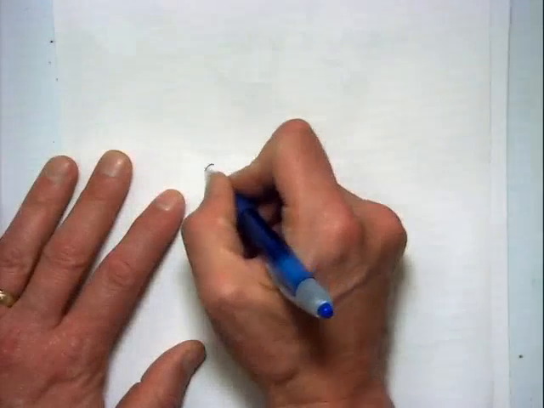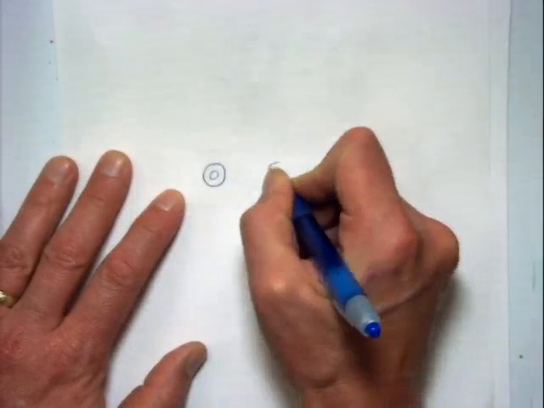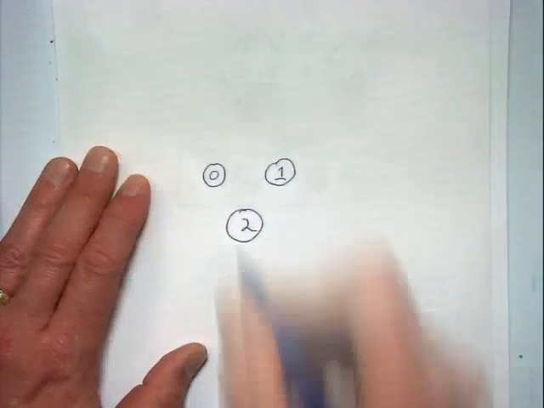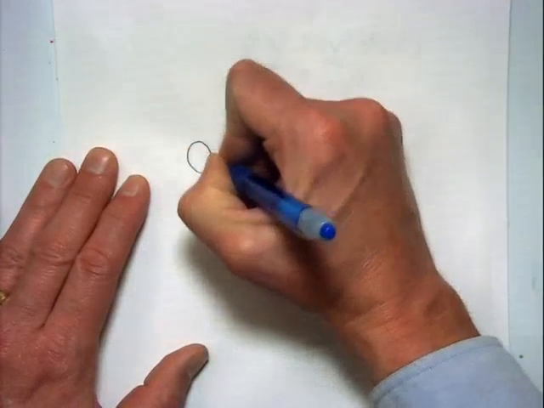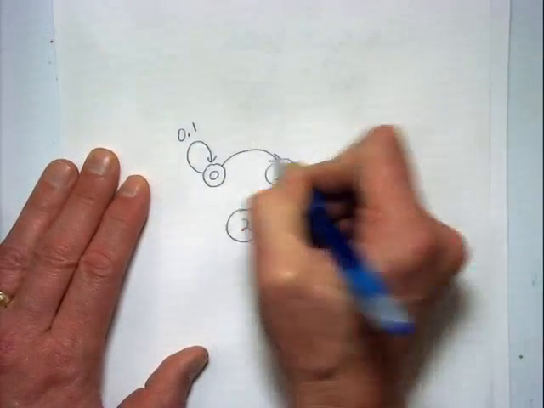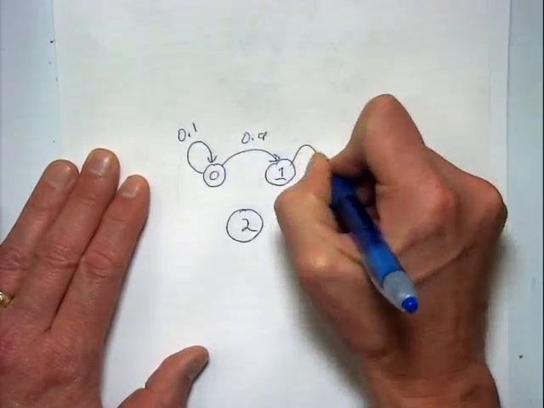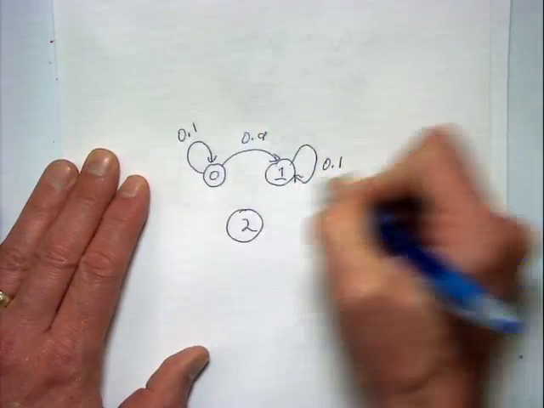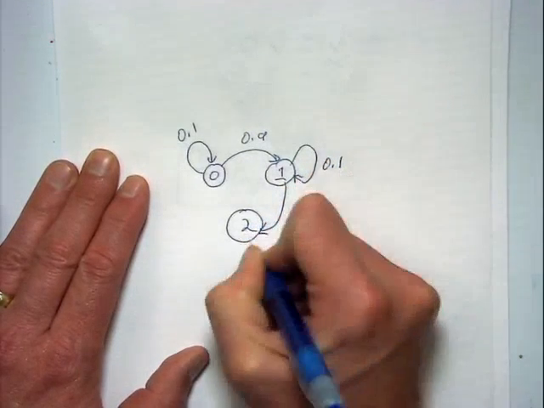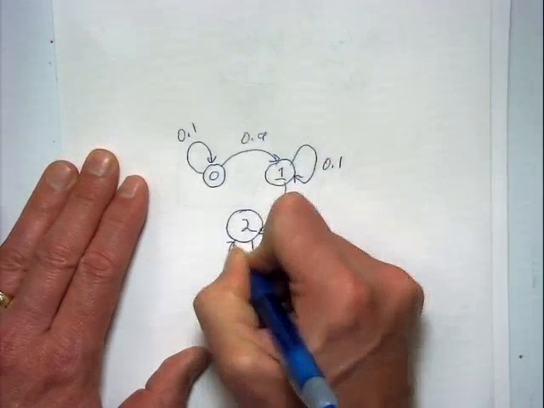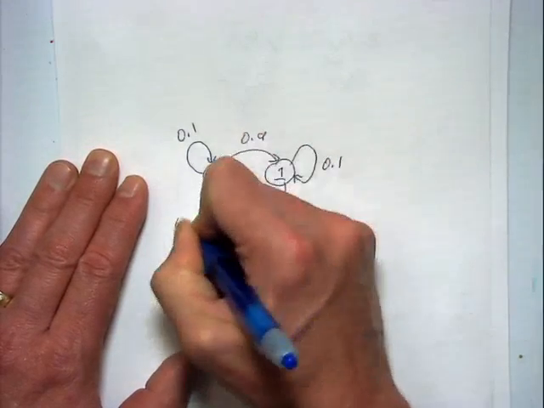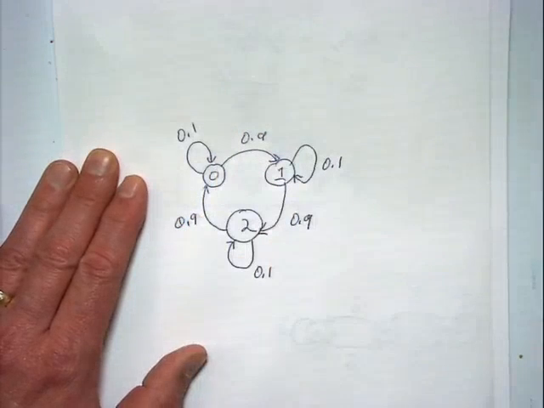So let's say we have the following three states. And this state, we transition back with probability 0.1, and here we go to 0.9. And then here is 0.1, and this is 0.9, right? And this is 0.1, and this is 0.9, right?